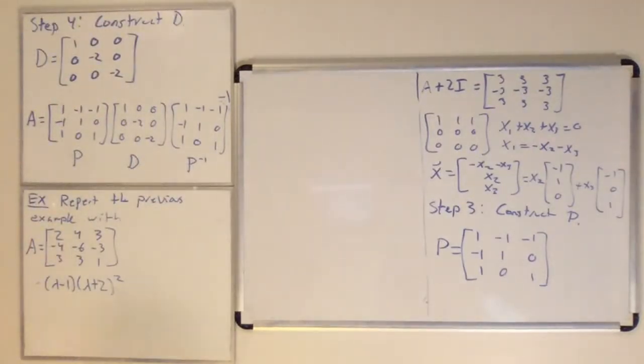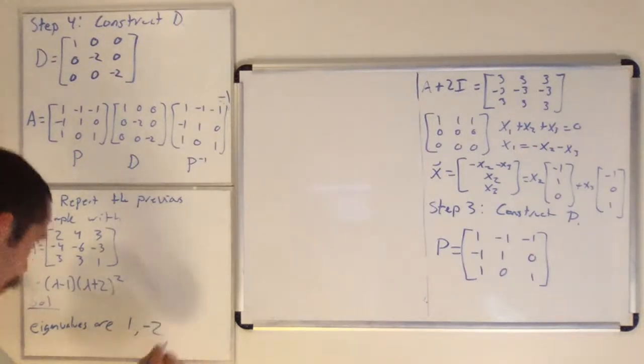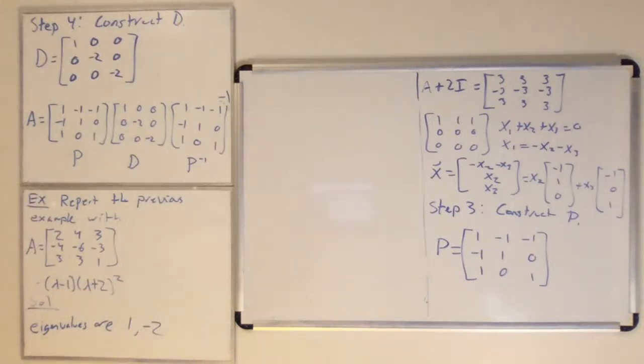Okay, so the eigenvalues for A are 1 and -2 again. And so again, we're going to just find bases for the eigenspace corresponding to each of these lambda values.